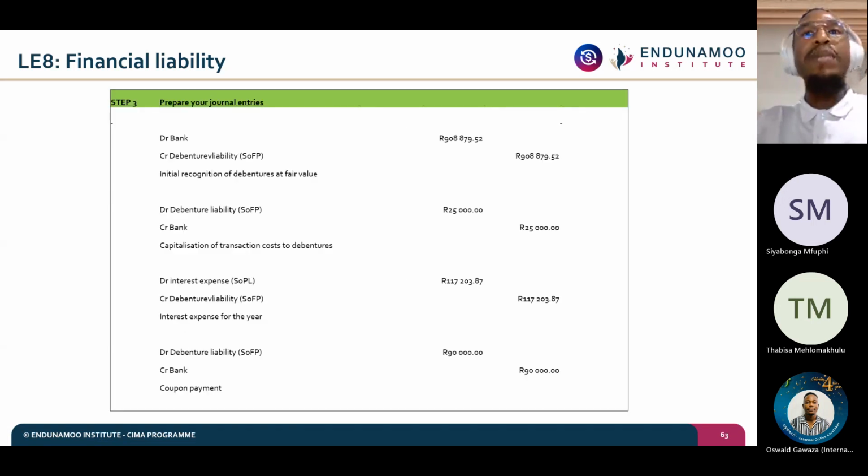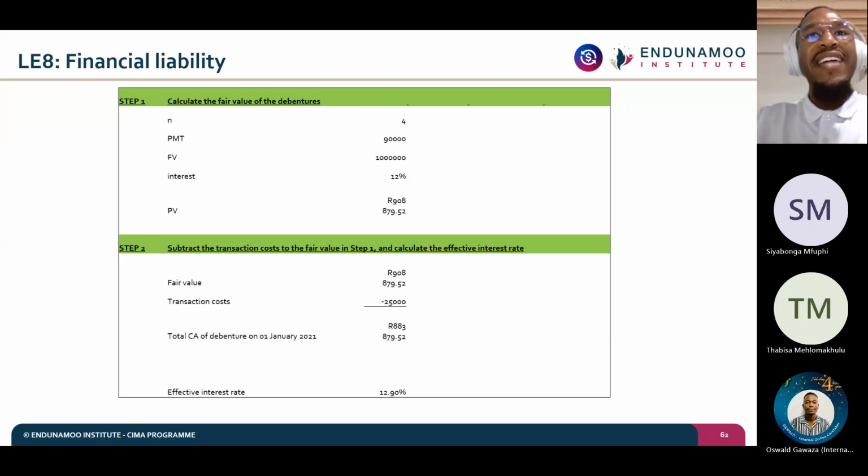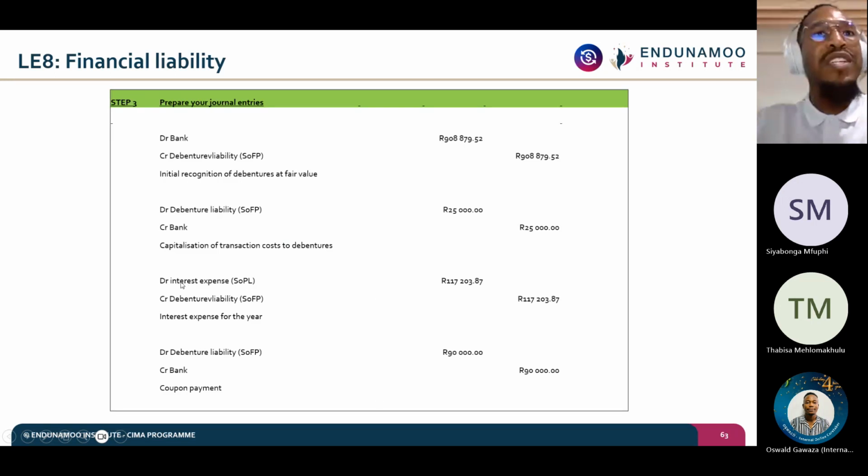Having then determined the effective interest rate, we will then take the 883,000 and multiply it by 12.9%. That gives us the interest expense for the year. Debit interest expense, which gives us 117,000. The interest expense increases our debenture liability by 117. At the end of the year, we have a coupon payment of 90,000, which reduces our bank account and reduces the debenture liability. I'm going to pause here for questions.